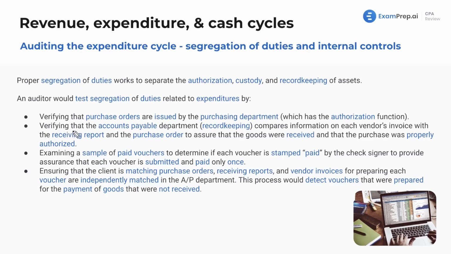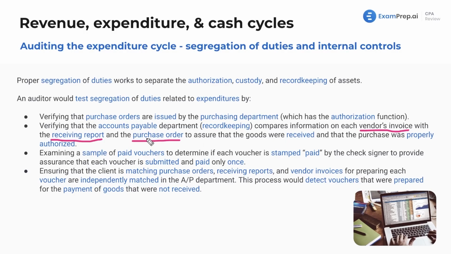Next up, we can verify that the accounts payable department, which we've seen is in charge of record keeping, compares information on each vendor's invoice with the receiving report. So the information on the vendor's invoice says we are charging you for 10 pieces of inventory. The receiving report should also say 10 pieces of inventory, and the purchase order should say that we purchased 10 pieces of inventory, to assure that the goods were received and that the purchase was properly authorized.